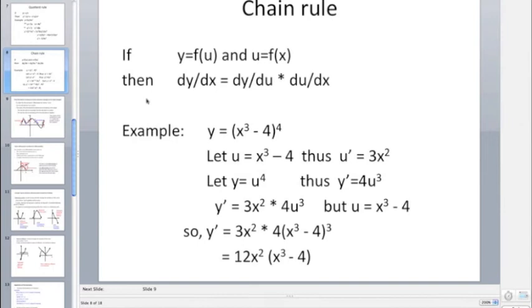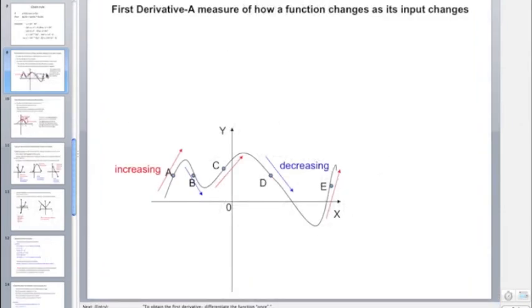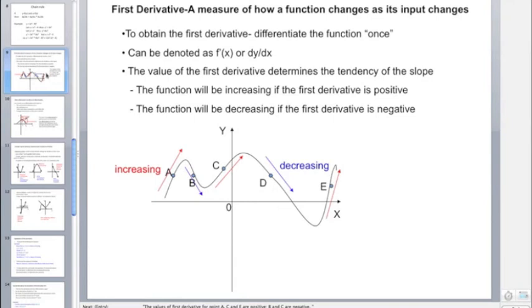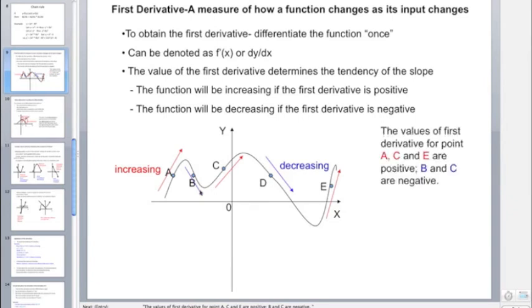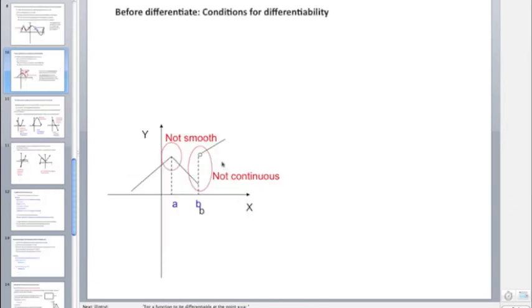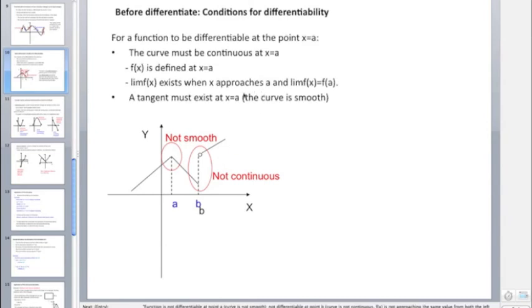Next, Esther is going to talk about the first derivative. The first derivative is a measure of how a function changes as its input changes. Its value determines the tendency of the slope. For instance, if the slope is increasing, the value will be positive. If decreasing, negative. Before differentiating, we have to confirm the function is differentiable. Simply speaking, that means at a certain point, the function should be smooth and continuous.